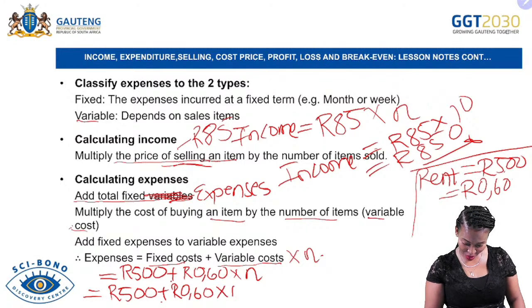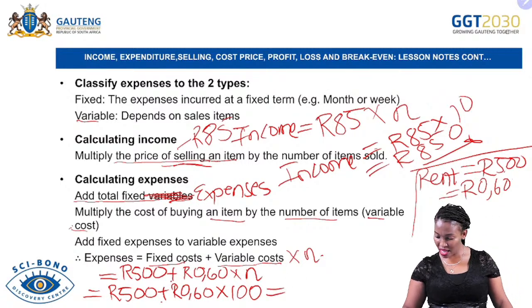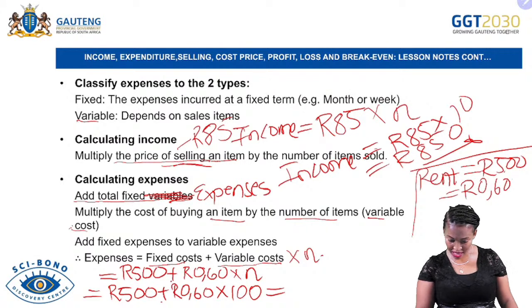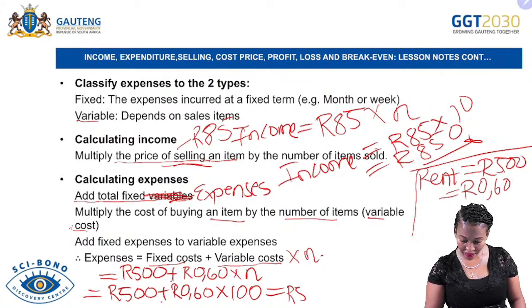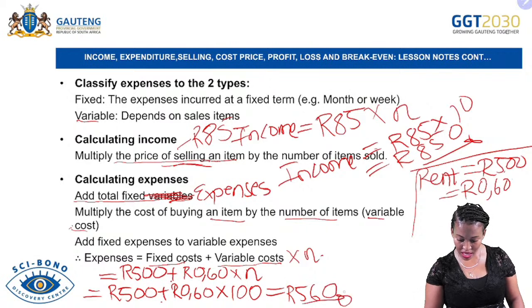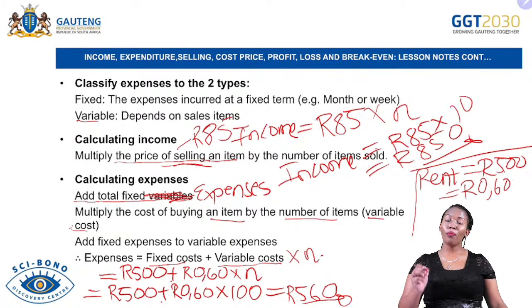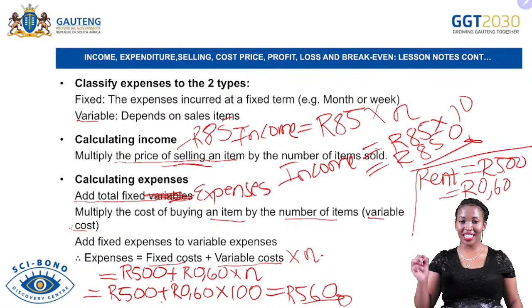100 fat cakes. You are correct. Plus multiply by 100 fat cakes. I don't have space. I will just go straight to the answer. So the answer here would be 560. So this would be my cost for producing 100 fat cakes.